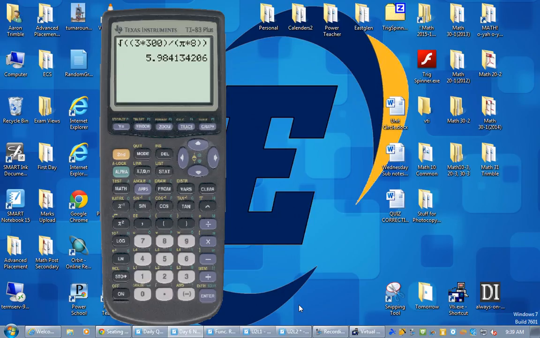Now I want you to watch this. I'm going to do it without brackets. 3 times 300 divided by pi times 8. This one might work. Sometimes they do work, but many times they don't if you leave out your brackets. Please don't work. Is that evidence enough that if you don't put your top in brackets divided by your bottom in brackets, you're going to get it wrong?